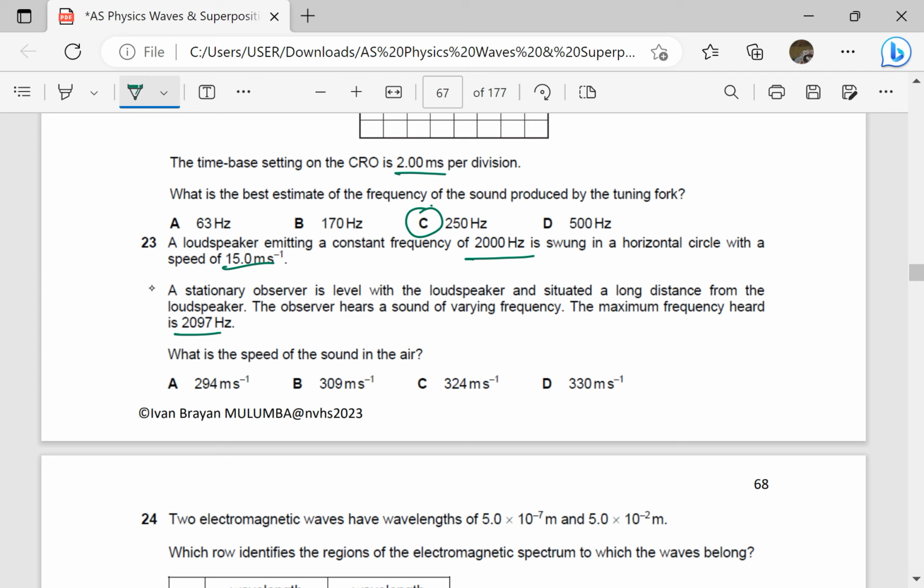So the observed frequency is 2097, which is equal to the speed v divided by, and a stationary observer is level with the loudspeaker. So this loudspeaker is moving towards the observer, so we shall subtract. So this is going to be v minus 15, then times 2000.